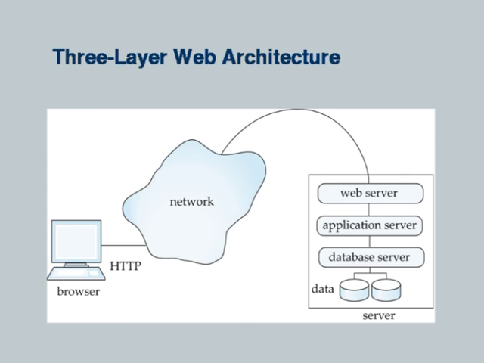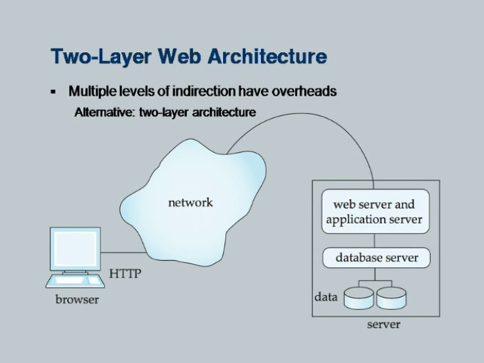So now here's a typical three-layer web architecture. You have the web server, you have an application server, a database server, and then data. As I said, the web server could talk to the application server Tomcat and pass data on. But these days, typically this overhead of having two separate processes is often avoided by having a single process which acts as the web and application server. So Tomcat can do both these tasks.